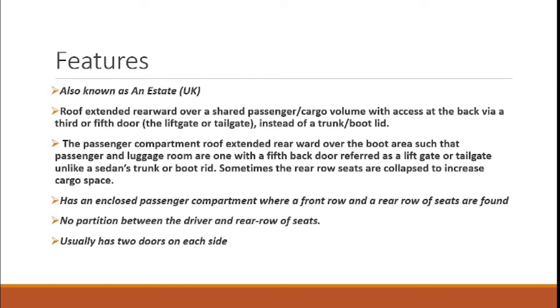The passenger compartment roof is extended rearward over the boot area such that the passenger and the luggage room are one, with a fifth back door, which is referred to as a tailgate, unlike a sedan's trunk or boot lid. So sometimes the rear row of seats is collapsed to increase the cargo space. It has an enclosed passenger compartment where the front row and rear row of seats are found, just like in a saloon. And there's no partition between the driver and the rear row of seats, and it usually has two doors on each side.